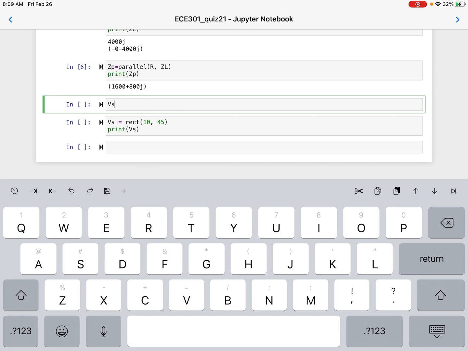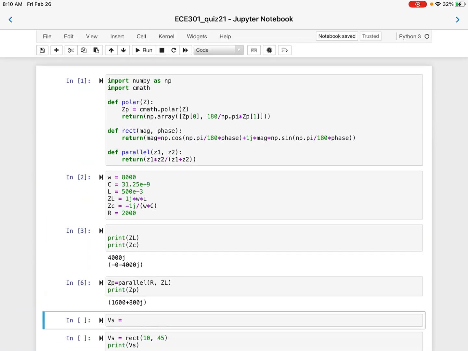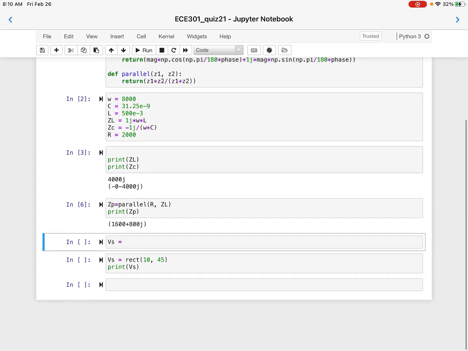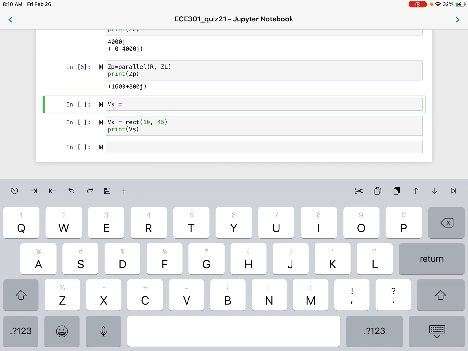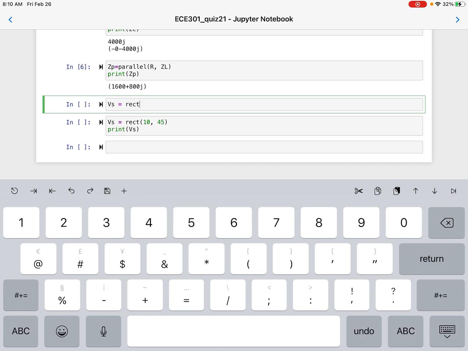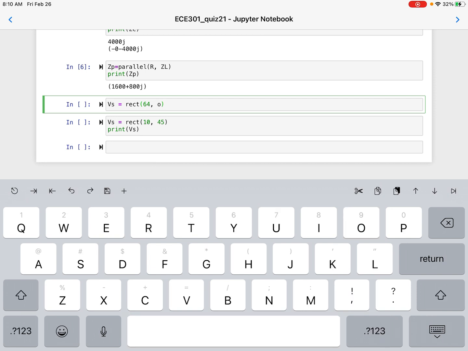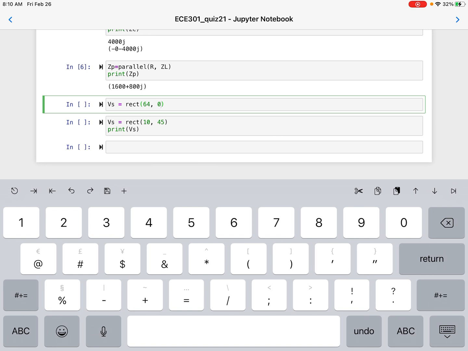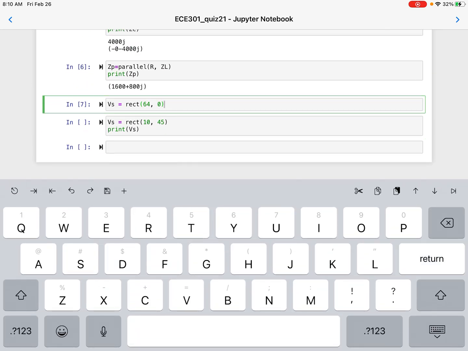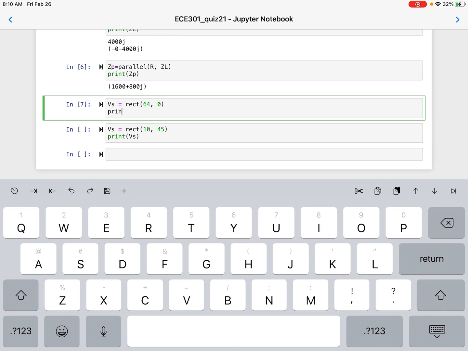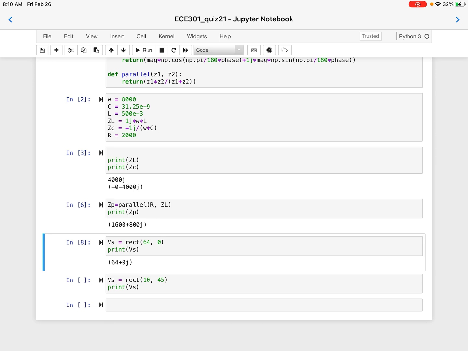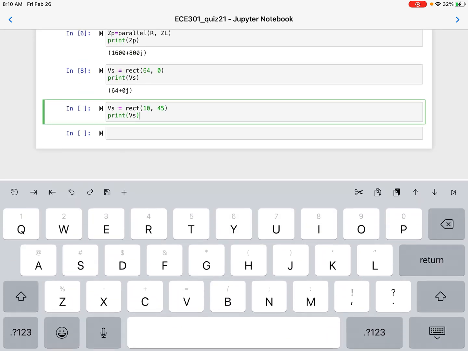So VS is going to be, so I have this little function, and the rectangular function here just simply takes magnitude and phase and turns it into a rectangular complex number. So I'm going to do rectangular, and I have 64 and 0 degrees. Okay, so if I run that, I need to print. Sorry, it's hard to type on this guy. Okay, so I get 64 plus 0J.